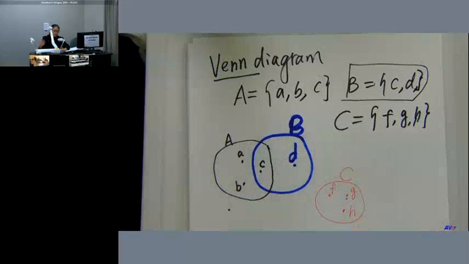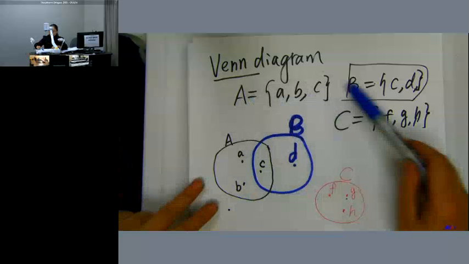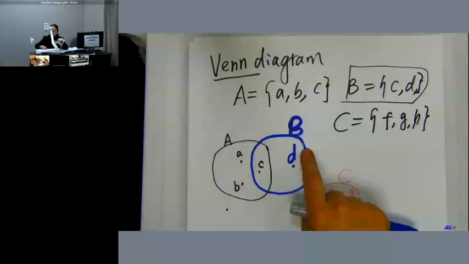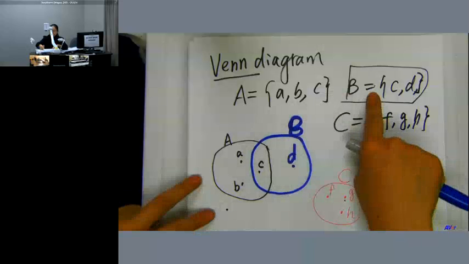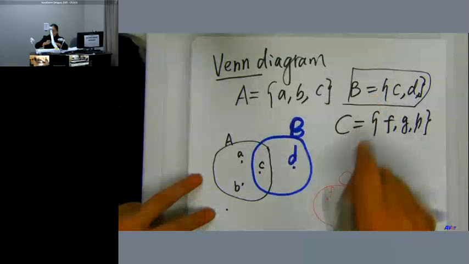Why is Venn diagram useful? A lot of properties about set theory can be described by using Venn diagram very easily, very intuitively, instead of doing a long proof. And you can just use a Venn diagram. So, for example, if I want to do A intersection with B, what would that be?